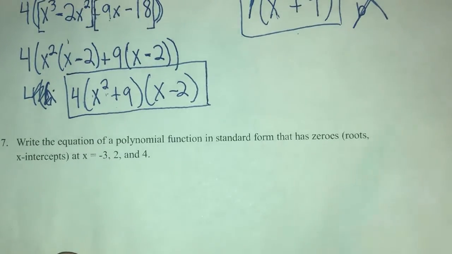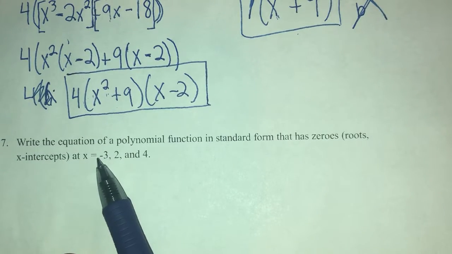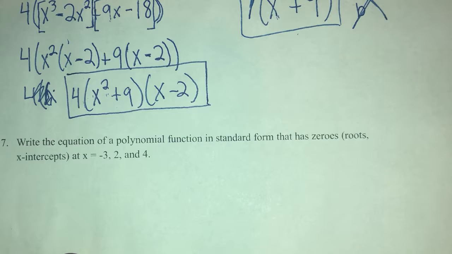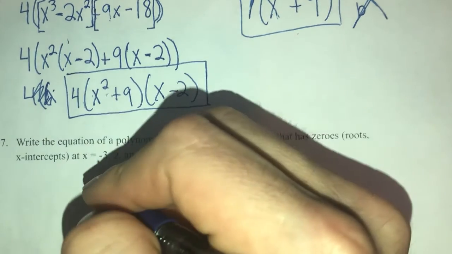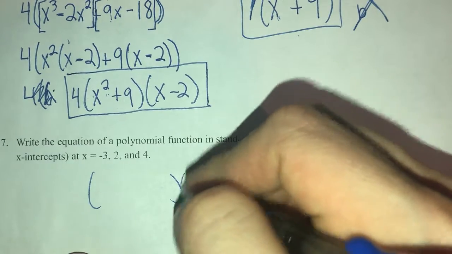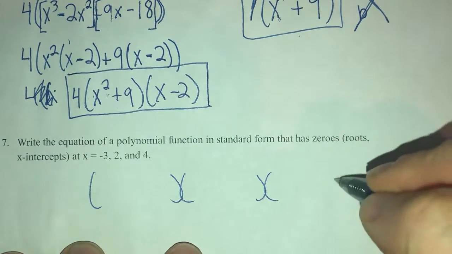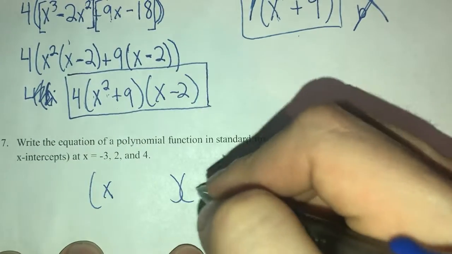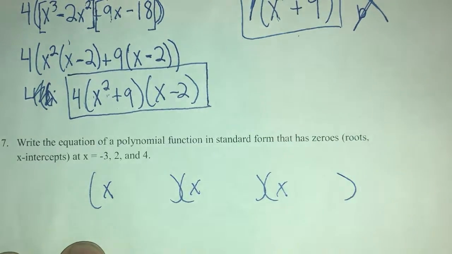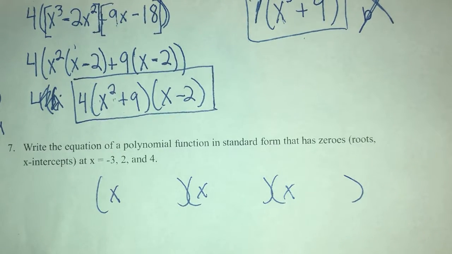So if I come down here, what am I trying to do? Here's what I know. -3 makes it 0. 2 makes it 0. 4 makes it 0. Okay, so let's start with my 3 sets of parentheses, and I'll drop in my x's. x, x, x, okay? So what expression, which if I plugged in -3, would be 0, right?